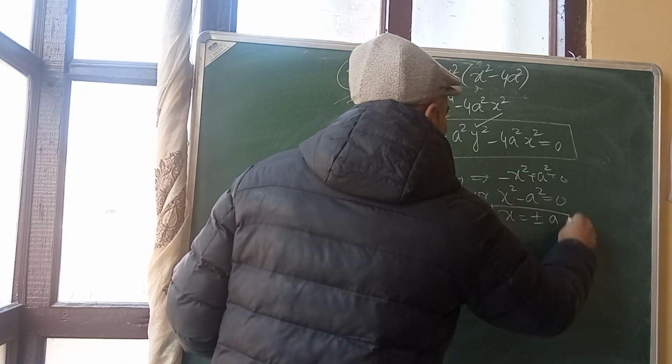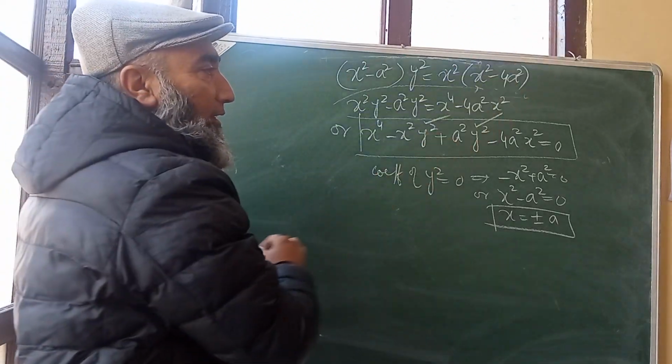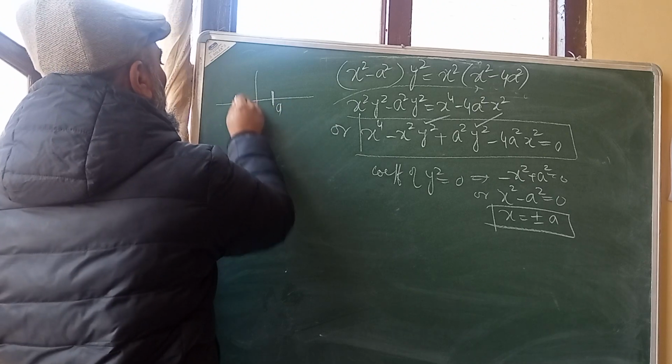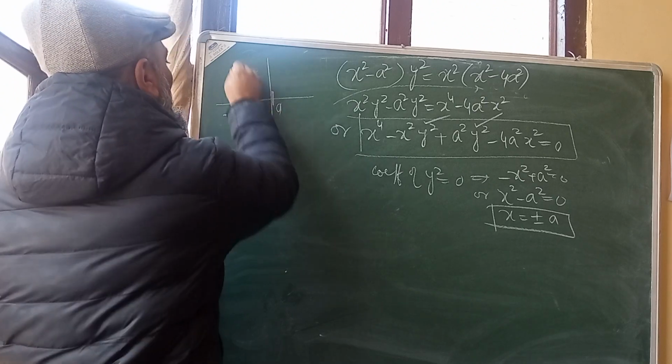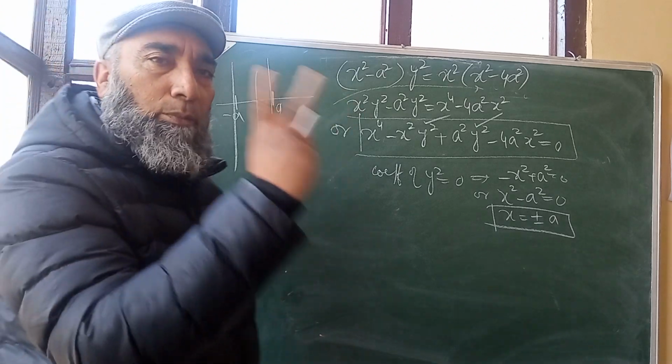So you have two asymptotes parallel to the y-axis: x equal to a, x equal to minus a. These are two asymptotes parallel to the y-axis. Fine. Two may be oblique.